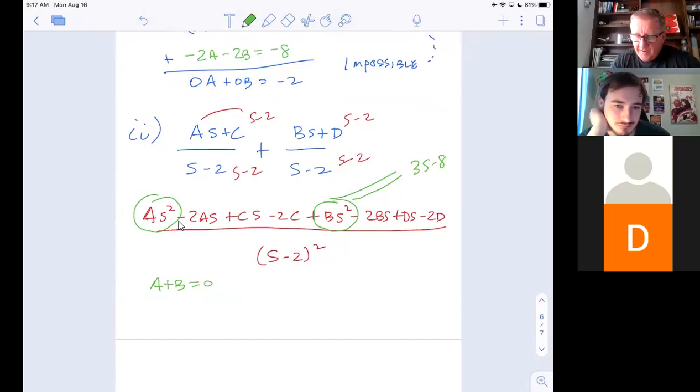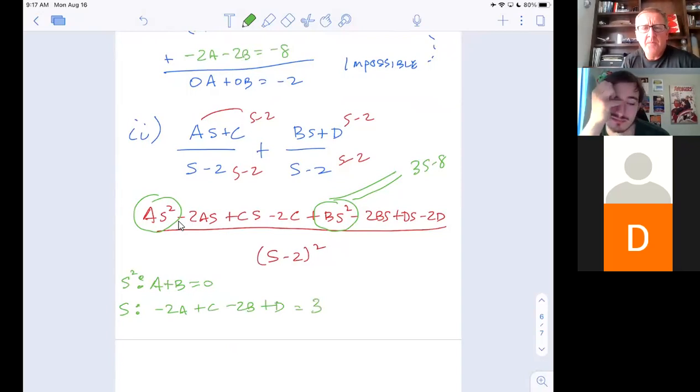And then I'm looking at my S terms. So this is my S squared terms. Looking at my S terms, minus 2AS plus CS minus 2BS plus DS. That's all got to give me a 3. So that feels daunting because it's like 4 unknowns, right? And then finally my constant terms. I guess I'll say S to the 0. I don't want to say C because C's on the other side. So S to 0, my constant terms, minus 2C and minus 2D. There's only 2 constant terms. Those have to be my minus 8.